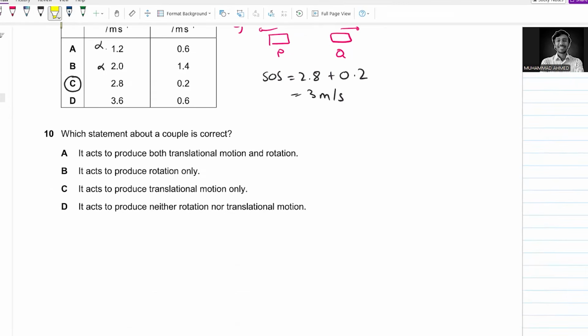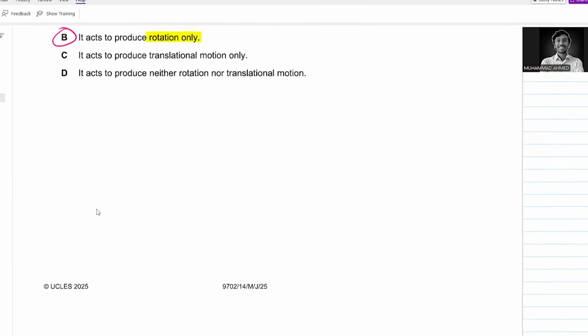Which statement about a couple is correct? It produces rotation only. B is your answer. Couples हमेशा rotation create करते हैं. This is not the couple that you are thinking. This is the couple of forces. Okay, जी. Let's further move ahead.